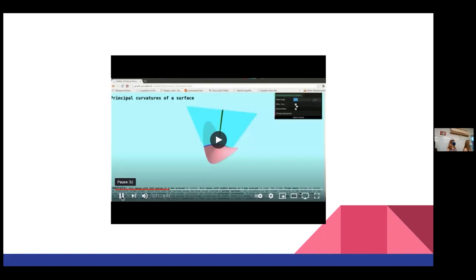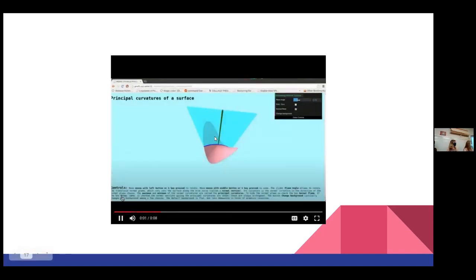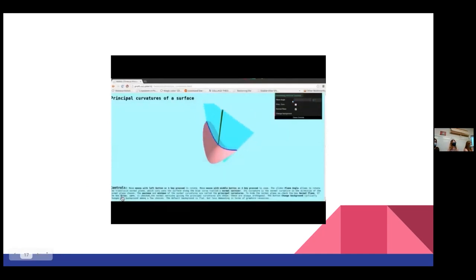And so this video is going to show you how they actually found these principal curvatures, just to give you a better visual. But essentially, if you imagine a flat plane going through this surface, that would make this blue plane perpendicular at a certain point. And so you can see that they essentially just slide that plane back and forth to find the 2 principal curvatures.